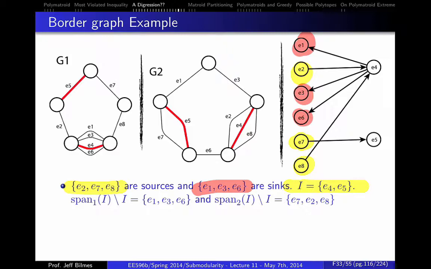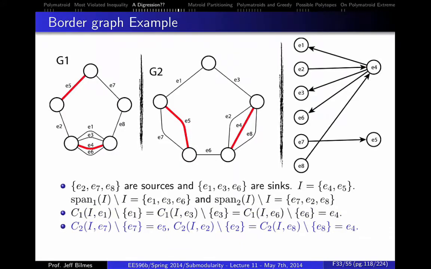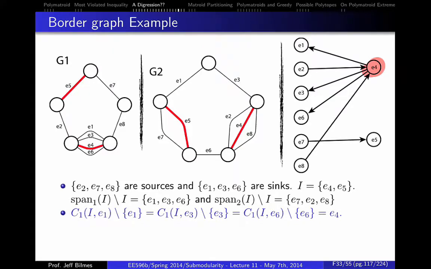Now the span of I except for I in Matroid 1 is E1, E3, E6, which are the sinks. And the span according to Matroid 2 except for I is E7, E2, E8, which are the sources. Okay? And so these are basically the right-hand side vertices, which consists only of E4. And this gives us, so basically we have edges coming from E4 to each of E1, E3, and E6.